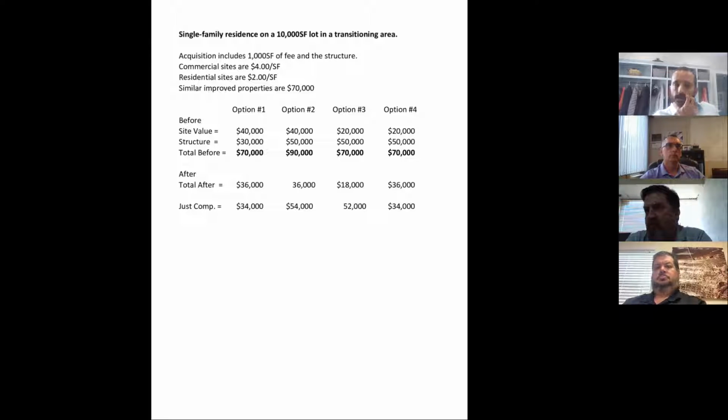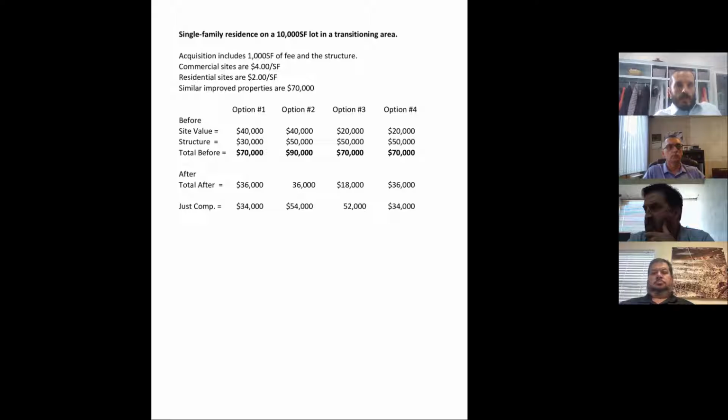So there are the facts I'm giving you, and then I'll let you see which option you think would be the appropriate way to break this down. Option one: the total before value is $70,000. That's what the market tells us. The market tells us our site value is $40,000 in this option, because we know these commercial sites are $4 a square foot. And that leaves $30,000 allocated towards that structure.